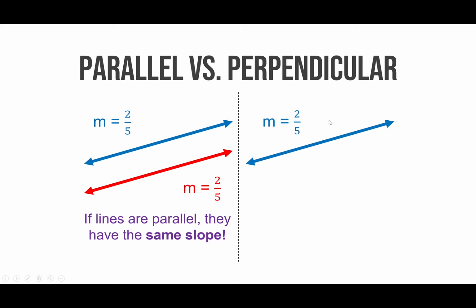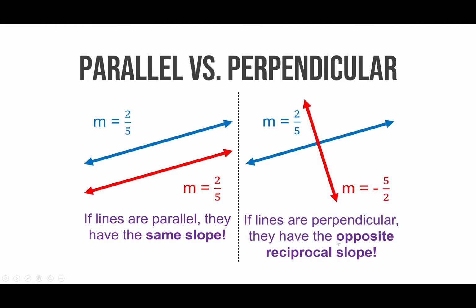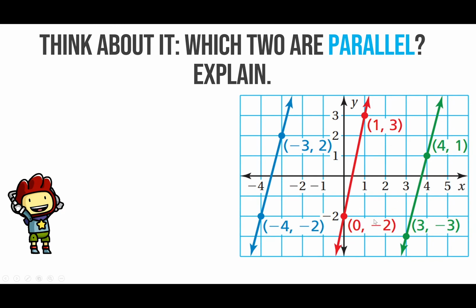What is a perpendicular slope then? Okay, so one more time. We're going to get this fraction. We're going to find the reciprocal and make it the opposite. So it's going to become negative 5 over 2. So if lines are perpendicular, they have the opposite reciprocal slope. Opposite reciprocal slope.